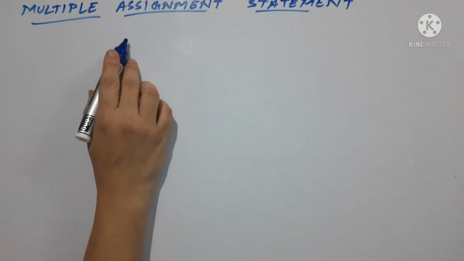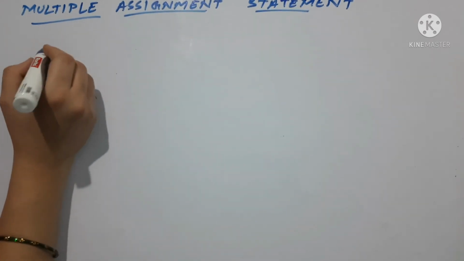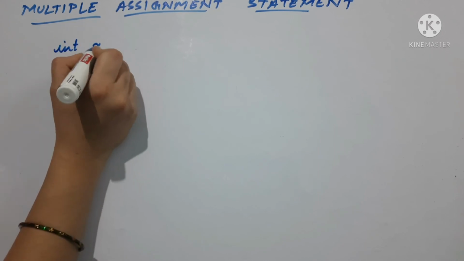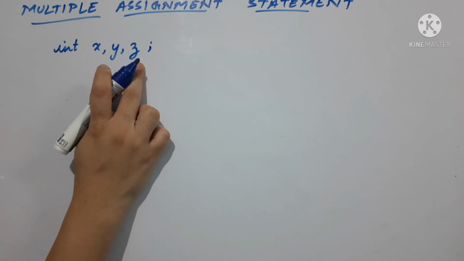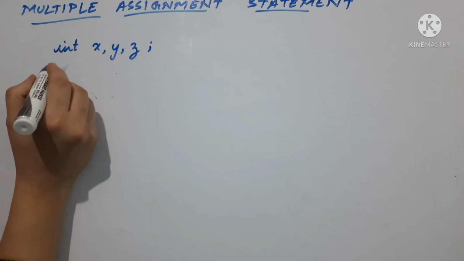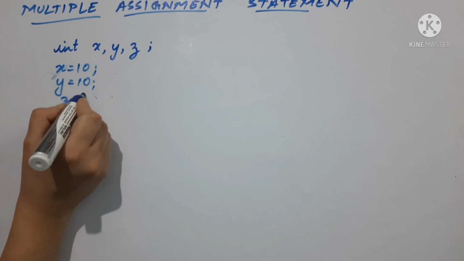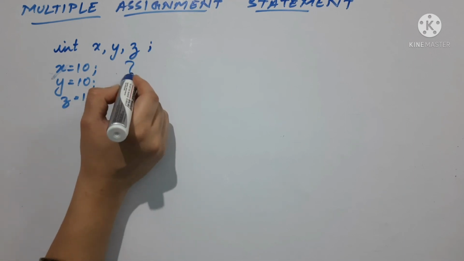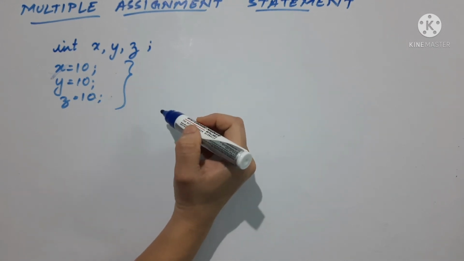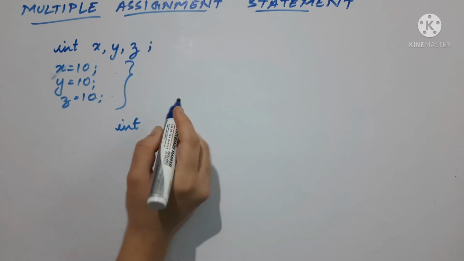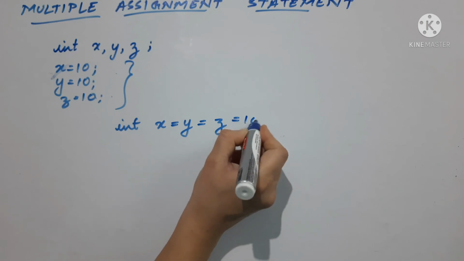So our last topic of discussion for this session is multiple assignment statement. Multiple assignments means what? Example, suppose I am having three integer values x, y and z. So I am having three variables. Now instead of individually assigning the values x is equal to 10, y is equal to 10, z is equal to 10, all these three variables are having the same values. Instead of using multiple lines, I can declare the values in a single line. So I can just say integer x is equal to y is equal to z equal to 10.